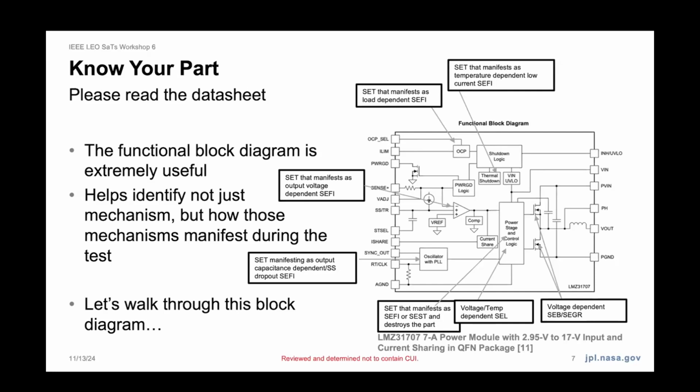And so we need to develop a test plan that can identify any of those mechanisms and understand what the failure sensitivity is for each of those, right? So we can tie them to our requirements and derating appropriately. And all this comes from a block diagram before we even test.